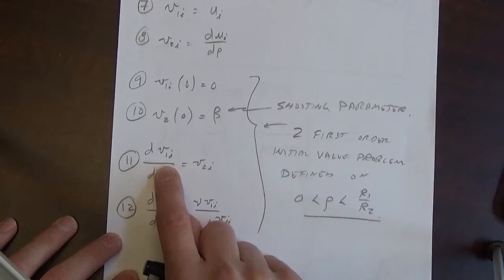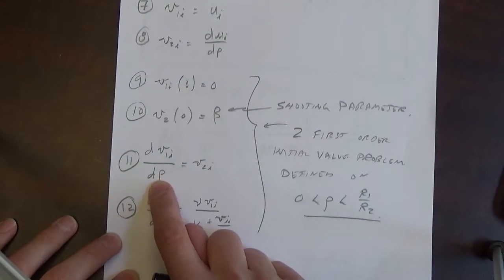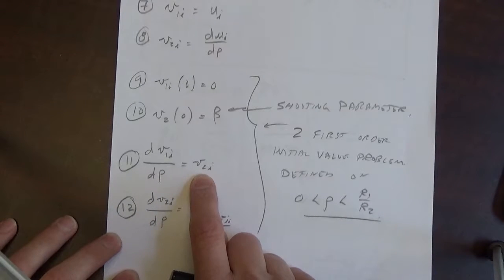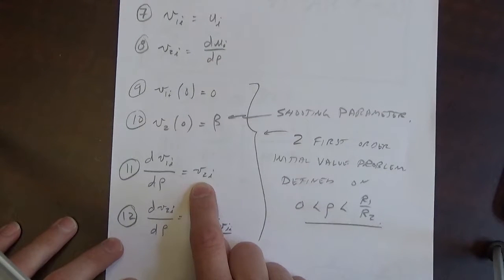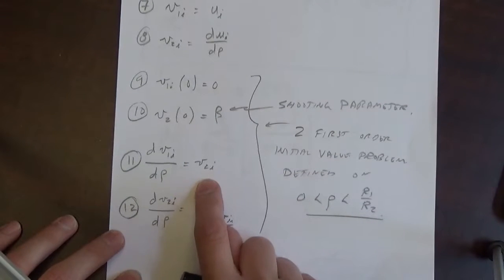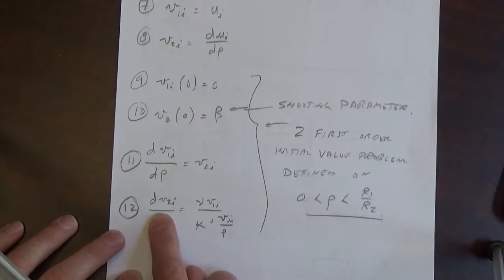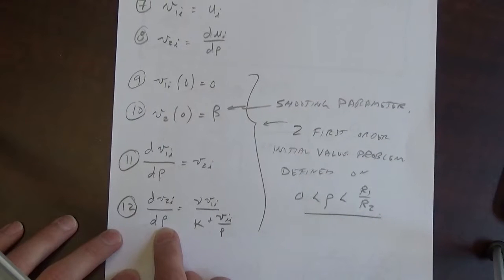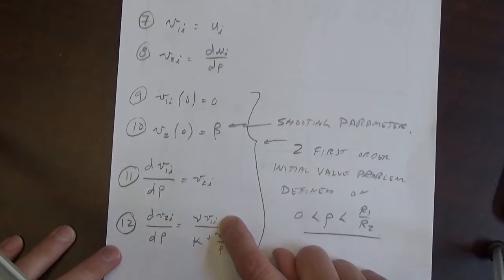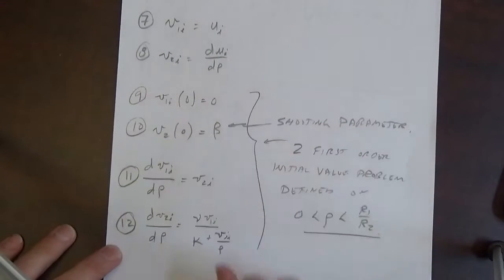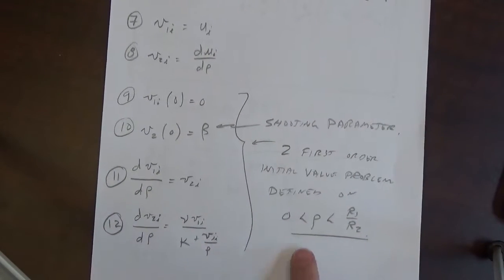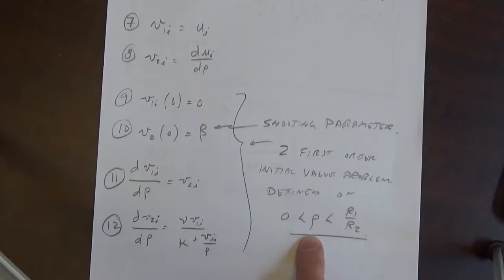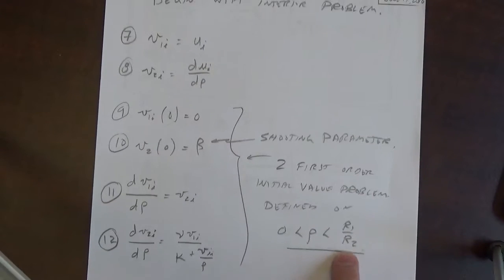So dv1I by d rho is equal to v2I, and that's just by definition actually, and then the derivative of v2I with respect to rho is equal to our Michaelis-Menten terms, in which in place of the u we put in our v1I. And we're solving this problem over 0 less than rho less than R1 over R2, right? This is the interior problem, so we're limiting our solution to this range.